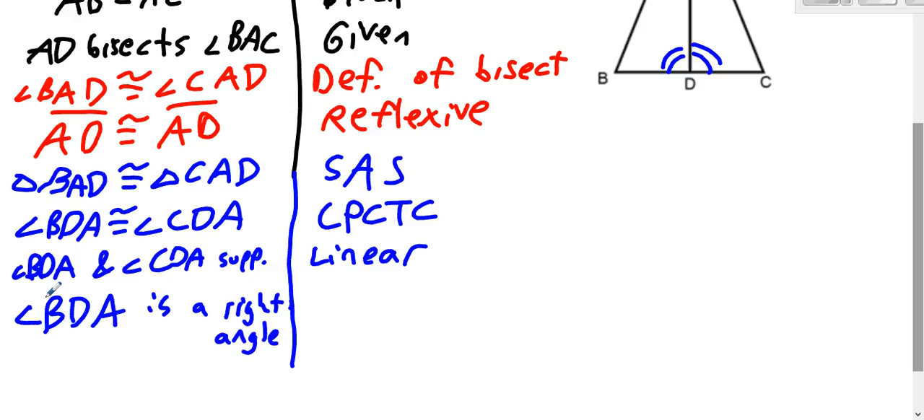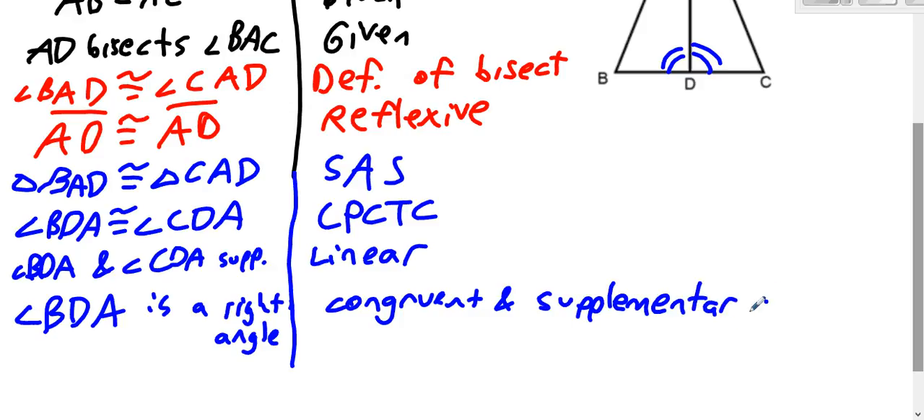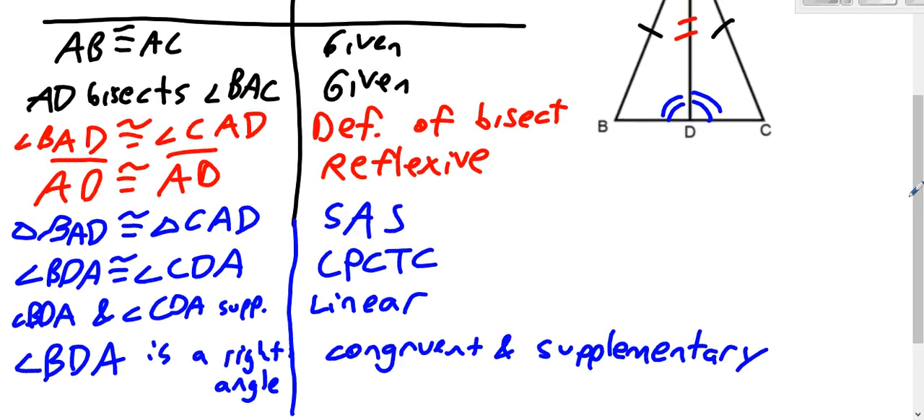Because BDA and CDA are both congruent and supplementary, and that's a good enough reason. I'm just going to write congruent and supplementary. So if they're equal and add to 180, that means they're both 90. They're both right angles. So that's the whole proof. Full credit.